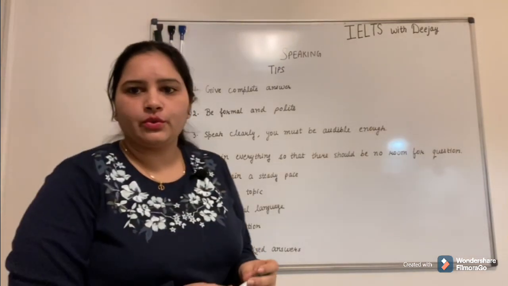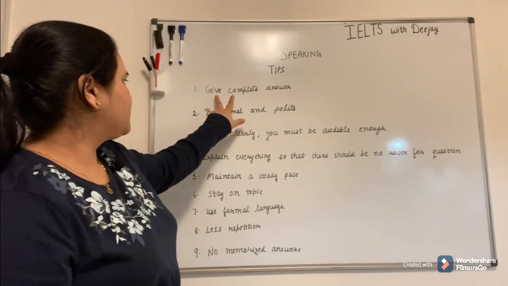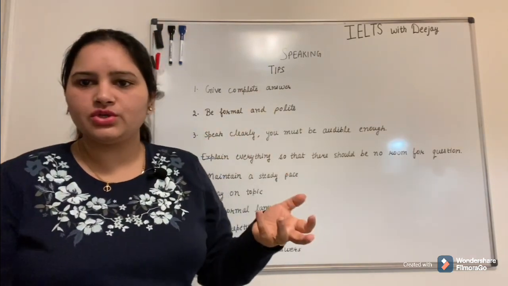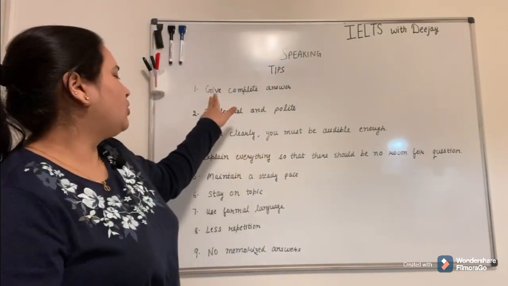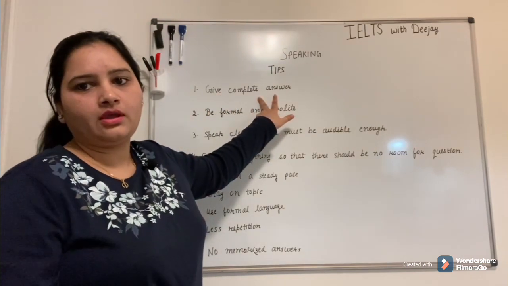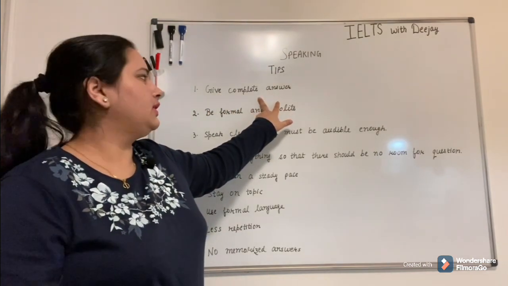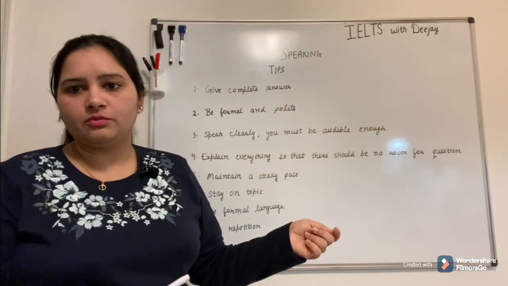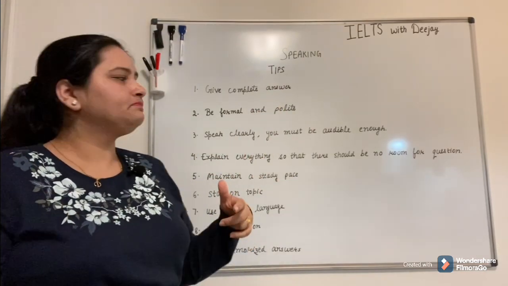Now it's time for the quick tips. The first tip is to give a complete answer. Whatever is being asked, understand the question and answer it properly. Your answer must be complete, because if you are not answering it properly, suppose in a cue card you leave out one bulleted point, you will lose a band.